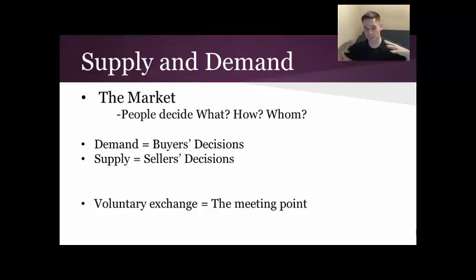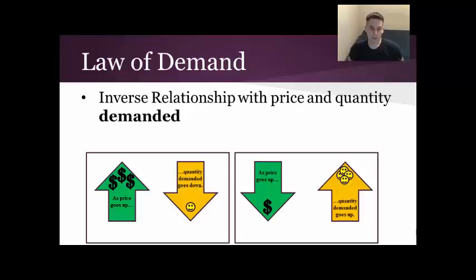So where those two things meet, where sellers figure out what to supply to buyers because buyers have decided what they want from suppliers, that's called a voluntary exchange. They're exchanging resources, usually money, for services or goods from sellers. That's voluntary exchange. So the law of demand: there is an inverse relationship between price and quantity demanded.